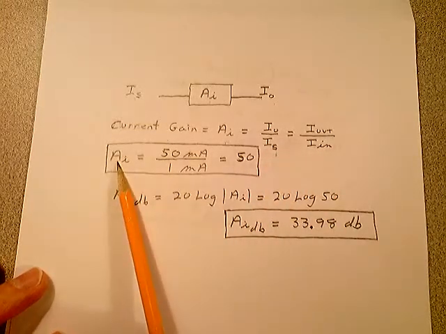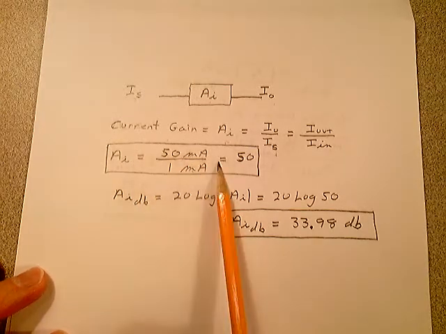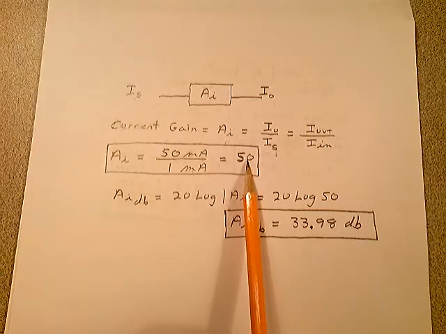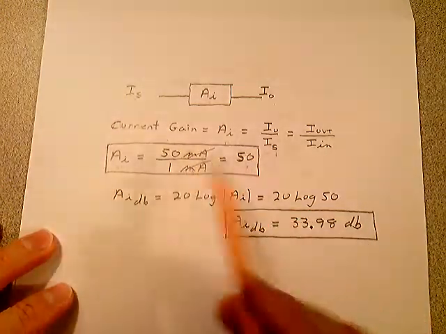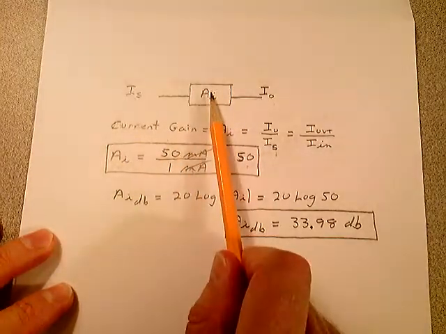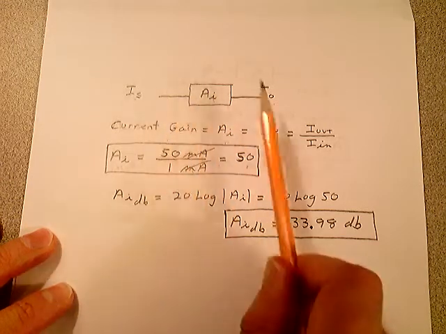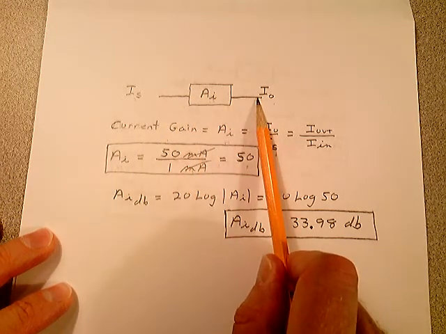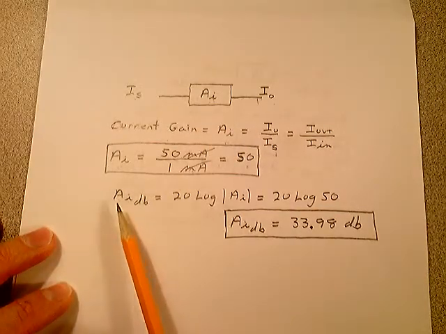The current gain is 50. That's 50 milliamps out and 1 milliamp in. You get a current gain of 50. That's not 50 milliamps. These milliamps cancel. That's a current gain of 50. It's a multiplication factor. So you have a gain of 50 here. You put in 2 milliamps here, you're going to get 100 milliamps out here. It's just a multiplication. And in dB, same thing.